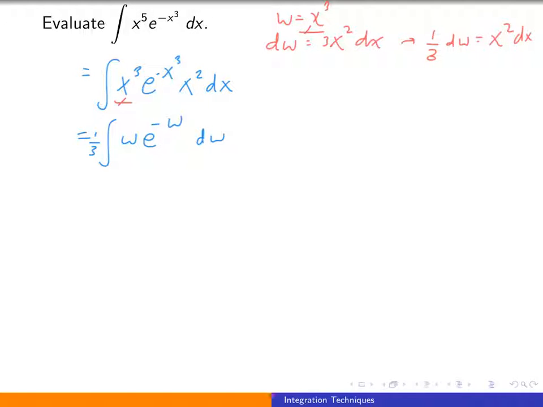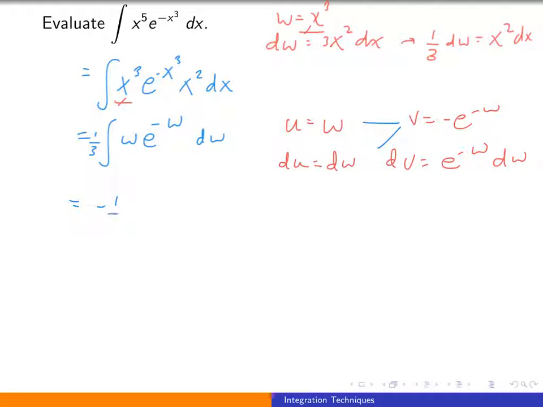And in terms of applying integration by parts, as we've seen with functions of the form of polynomial times an exponential, we'll want to let u be w and dv be e to the minus w. So v is minus e to the minus w, and du is simply dw. So we apply integration by parts. We're going to have the 1/3 hanging around out front, and it's multiplied by uv, so minus 1/3 w e to the minus w, and we're going to subtract away 1/3 of the integral v du.